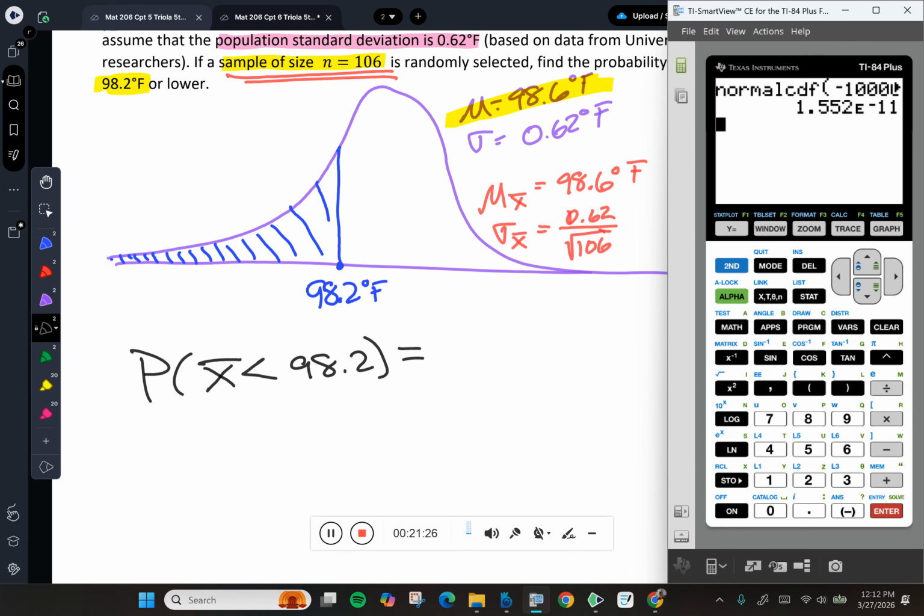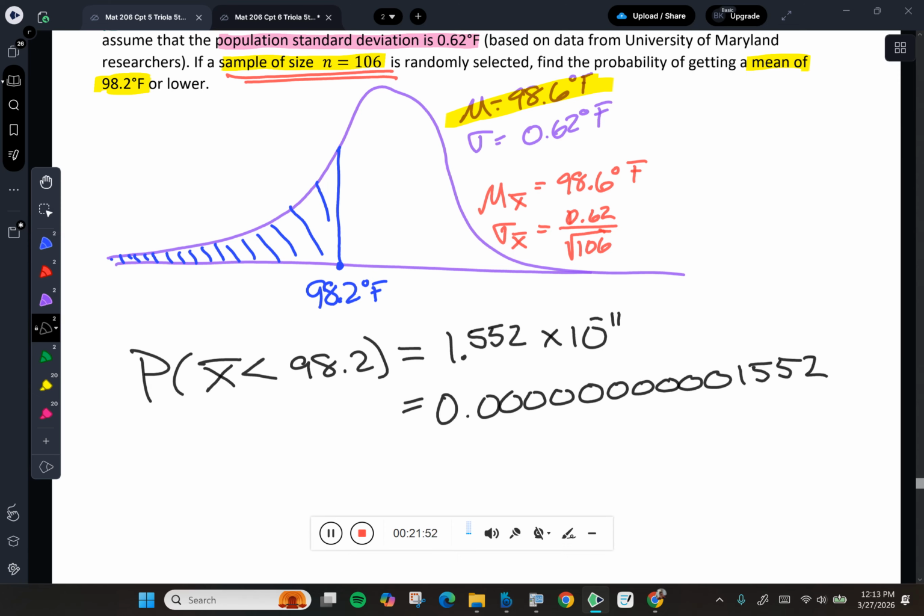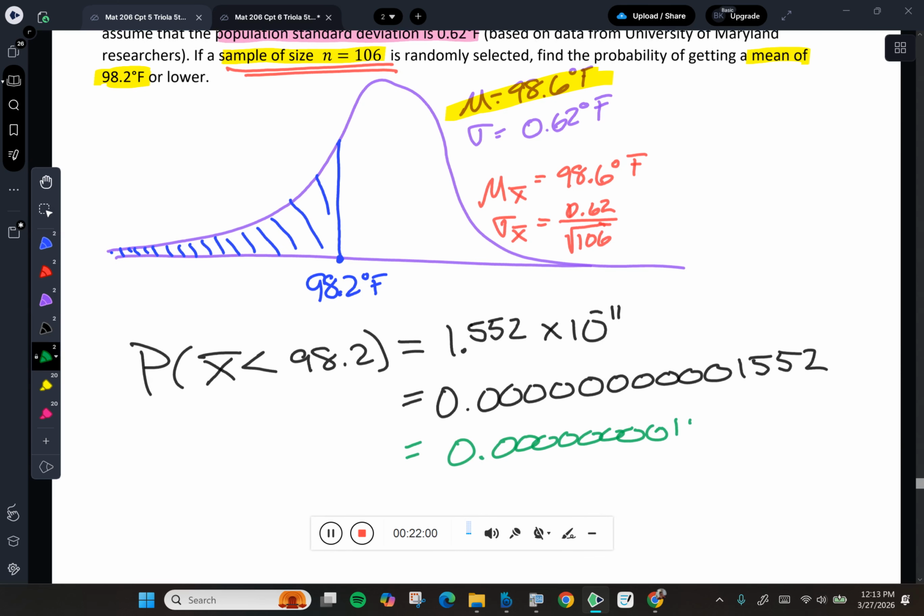Okay, so what the heck does that mean? Well, first off, 1.552 times 10 to the negative 11th is how I interpret that. Scientific notation. So that means 0.1, 2, 3, 4, 5, 6, 7, 8, 9, 10 leading zeros, 1, 5, 5, 2. If you prefer it as a percent, so what does that tell me?